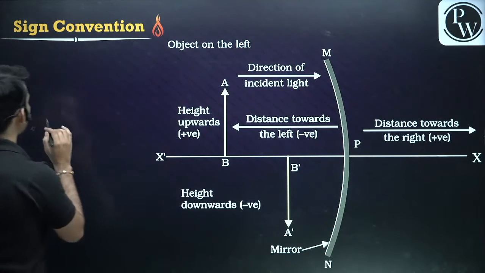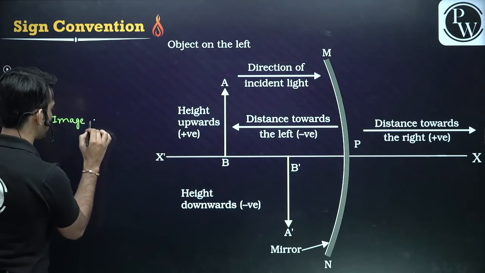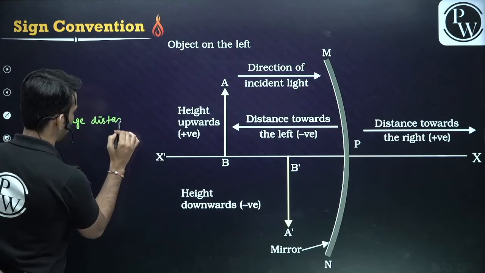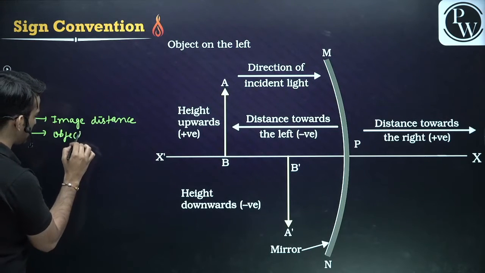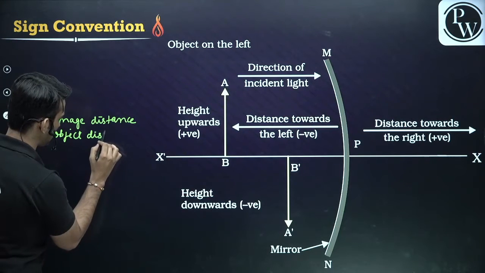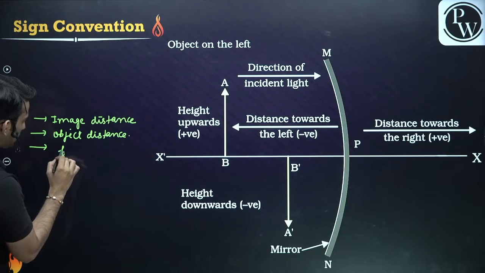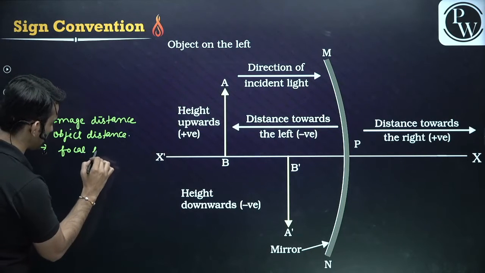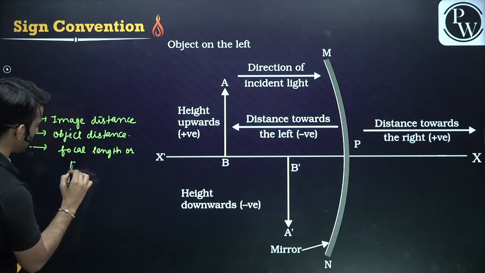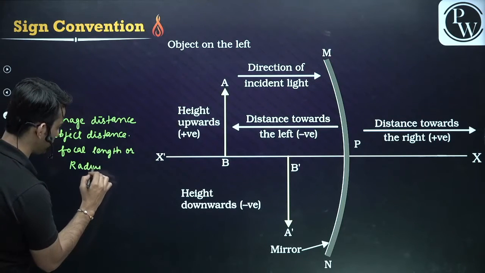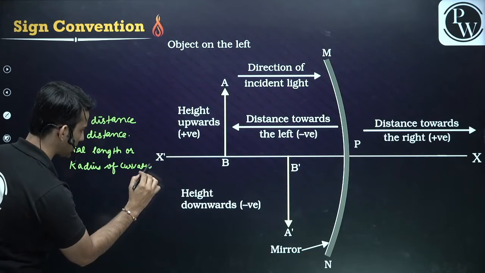So guys, what is the sign convention? See, we have three parameters. One is image distance. Other is object distance. Third is focal length or radius of curvature. So guys, these three things have some sign.